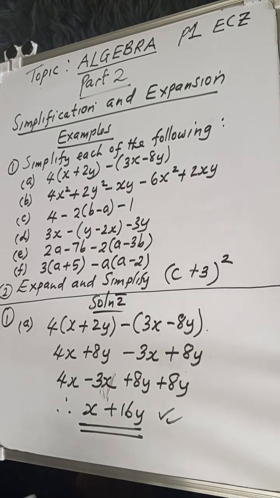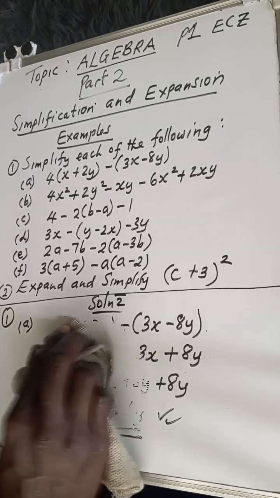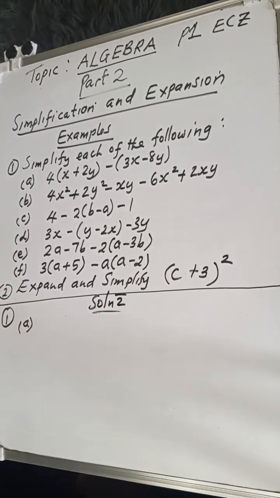You expand, then you collect the like terms until you reduce the expression to its lowest form, where x plus 16y, these are unlike terms, they cannot be added together. All right, let's try to move on to the B part there.